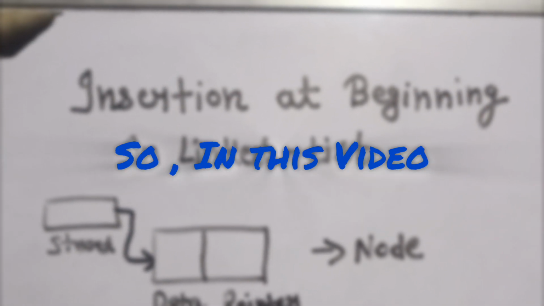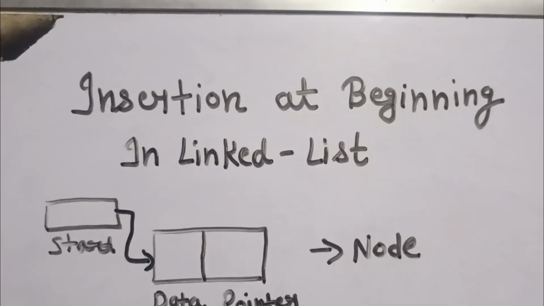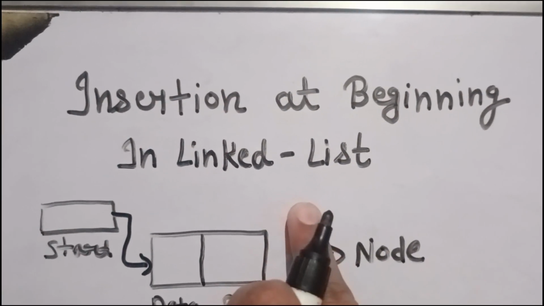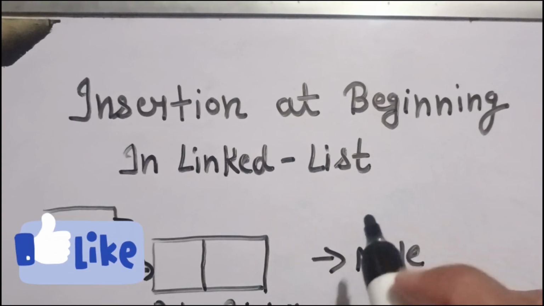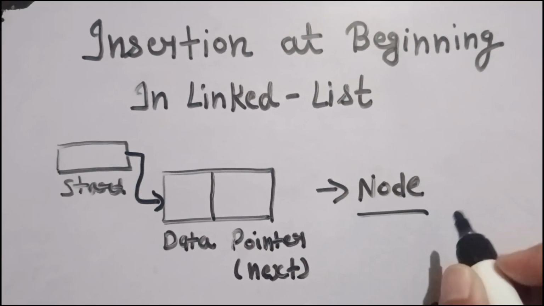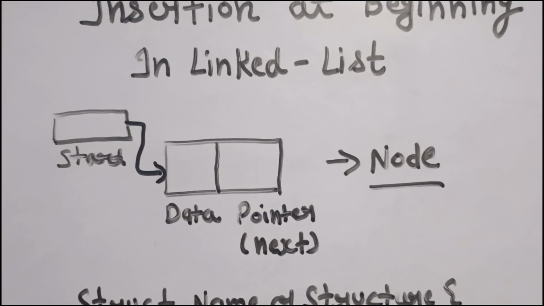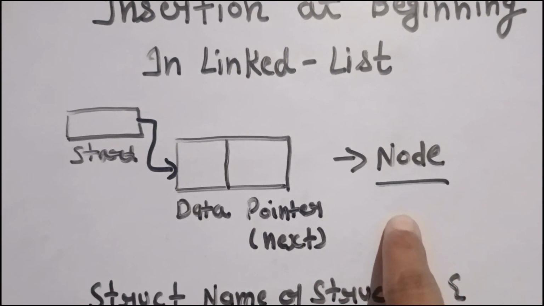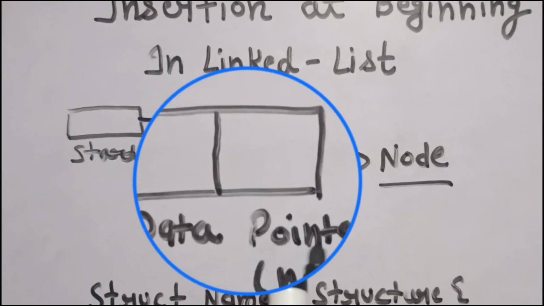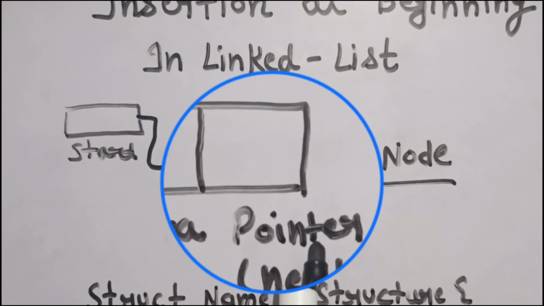In this video, I'm going to explain how to insert a node at the beginning of a linked list. Let's first see what a node is. In a linked list, a node consists of two parts. The first one is the data and the second one is the pointer.